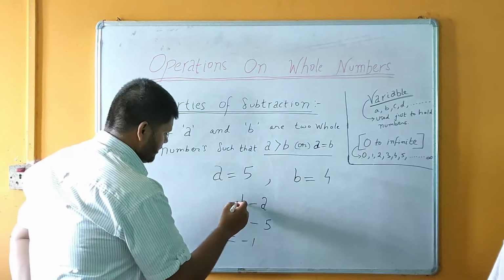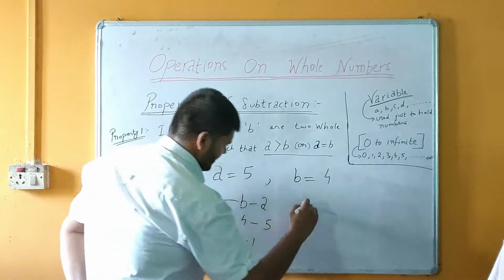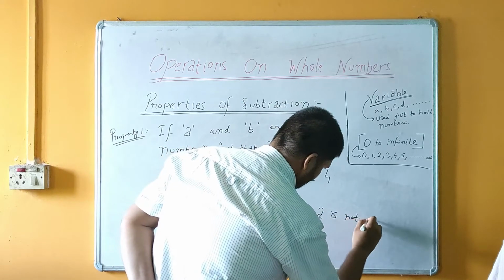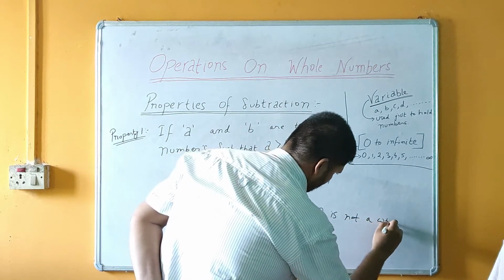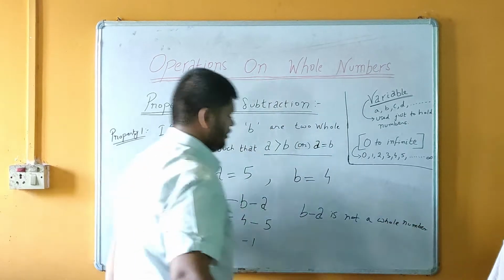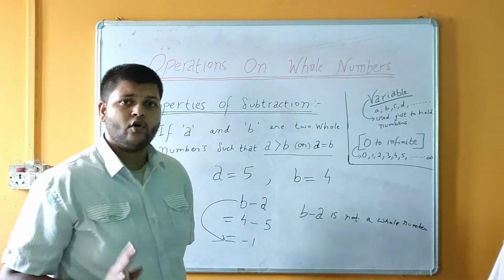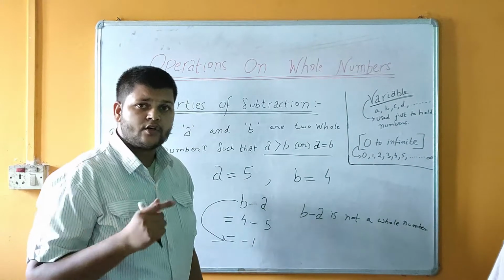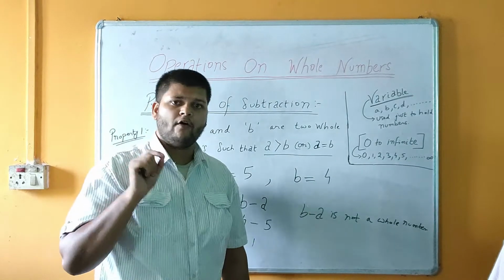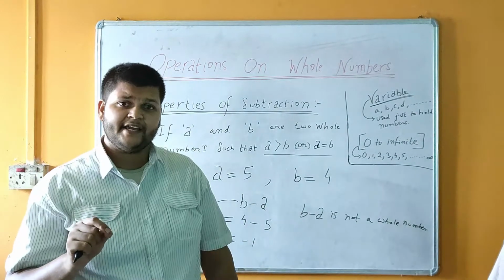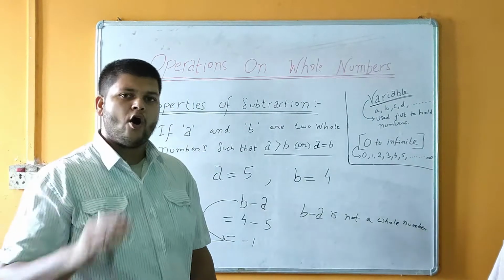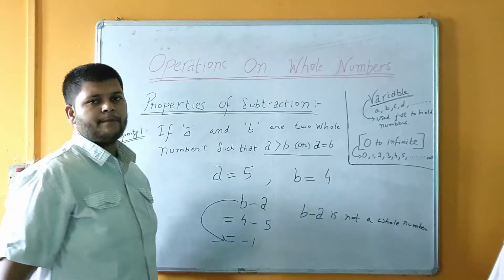That's why we conclude that this B minus A is not a whole number. Okay. So B minus A is not a whole number. That's why we conclude a statement that A minus B we can perform, but B minus A is not possible in case of property 1. I hope you are satisfied with this property 1.